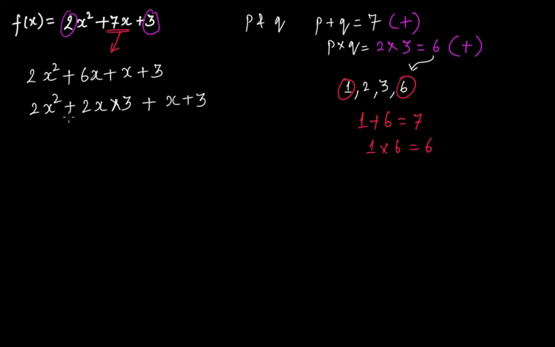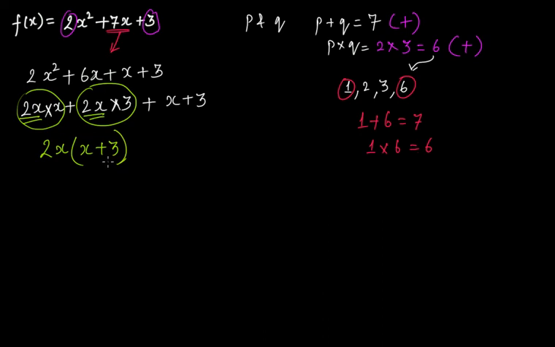From here, one more thing, this 2x squared can be written as 2x multiplied by x. 2x multiplied by x means 2x squared. Now, in these two terms, that is 2x multiplied by x and 2x multiplied by 3, this 2x is common. So 2x, if you take out outside the bracket, then this is x plus 3. Right? Distributive property of multiplication over addition.